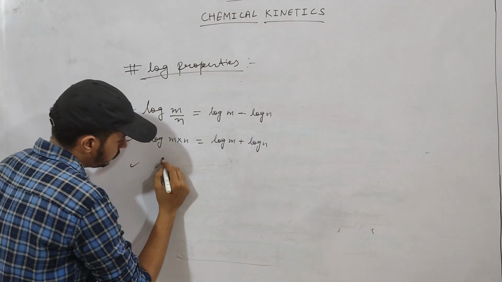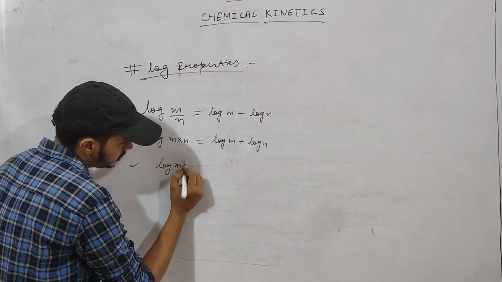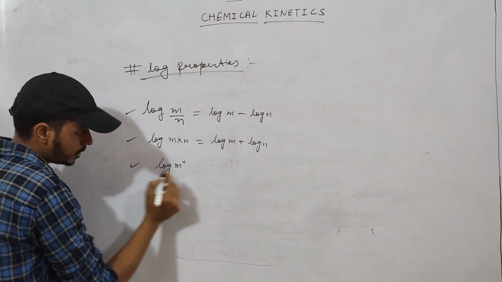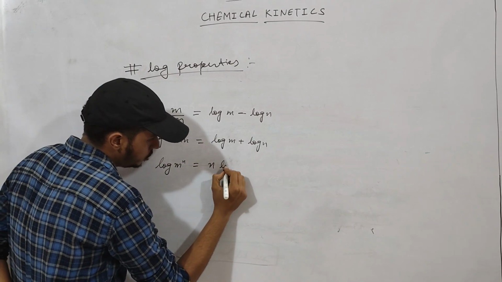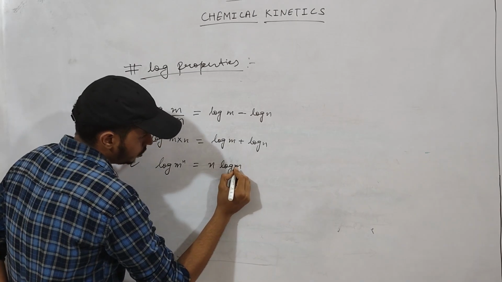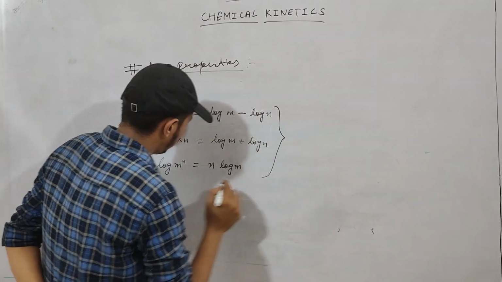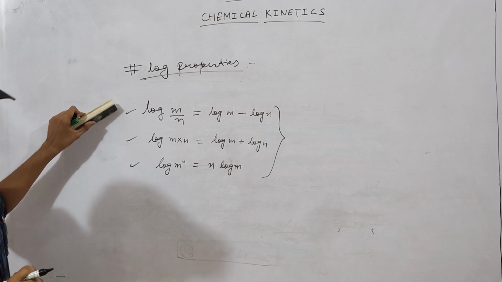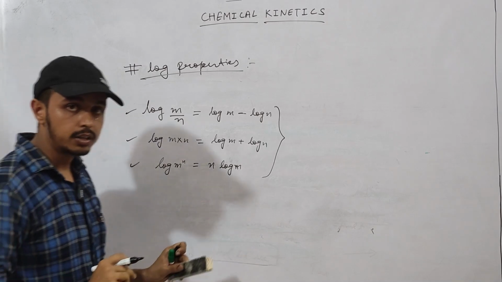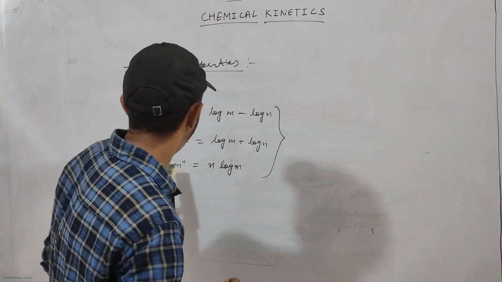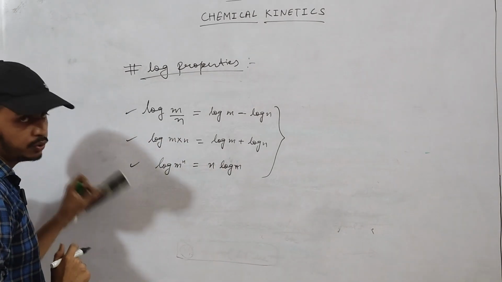And third is, if log m power n, so this power will come in front, it will become n log m. These are the three properties of log which will be used in the further derivation to find the zero order, first order. So all these properties will be used.